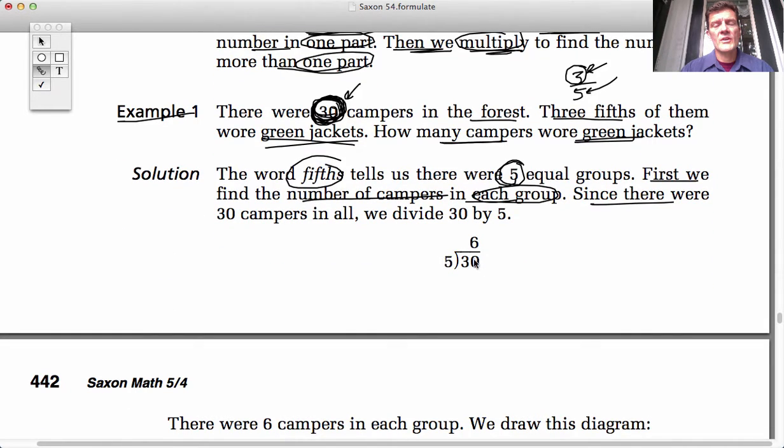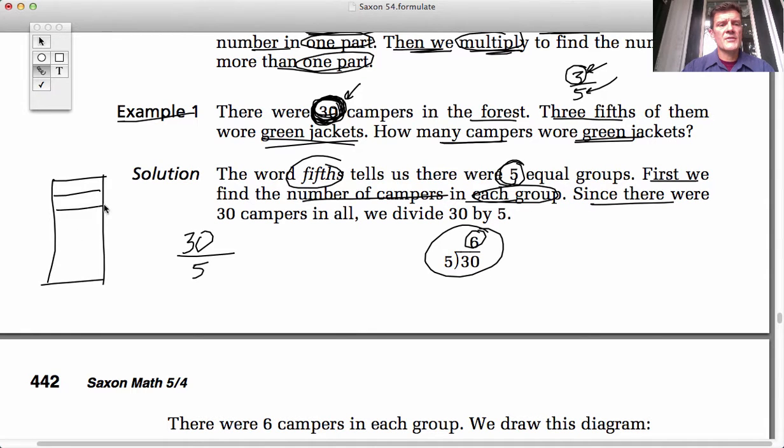So we're going to take our 30 and divide by 5. This is another way to write 30 divided by 5, the way they have it here. 30 divided by 5 is 6. So we're going to take that 30 and divide it into equal groups.